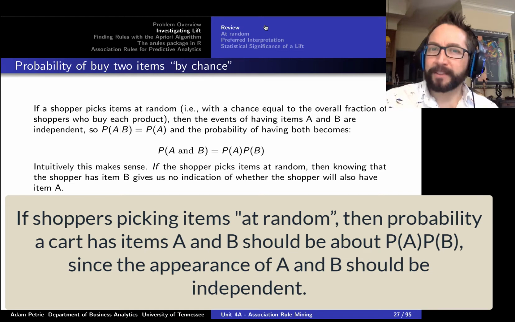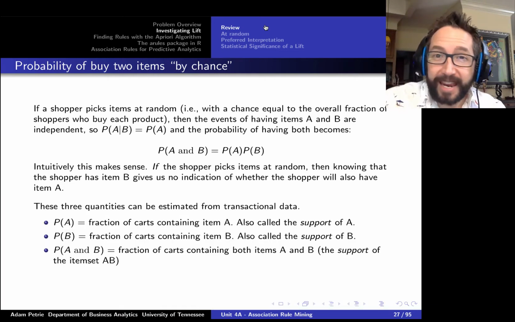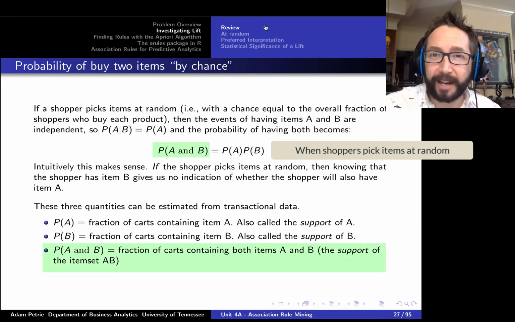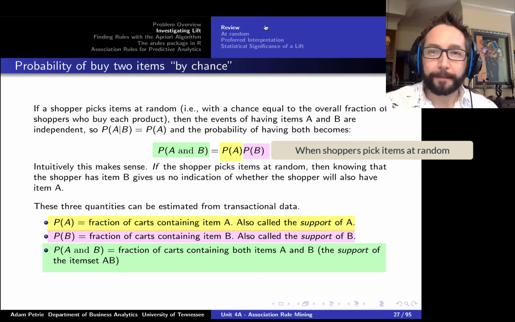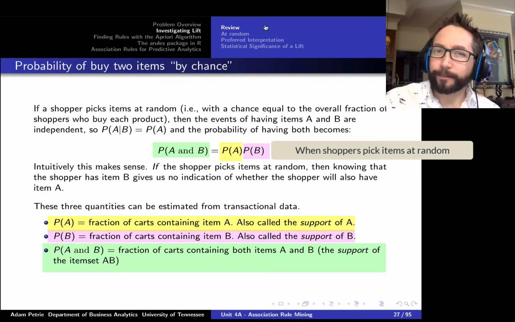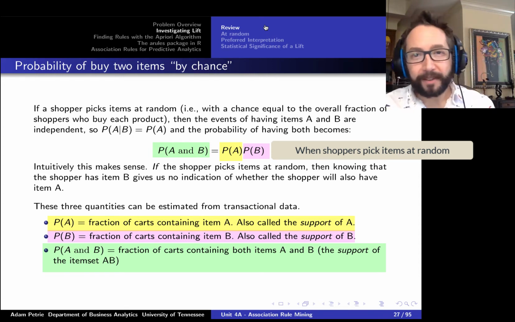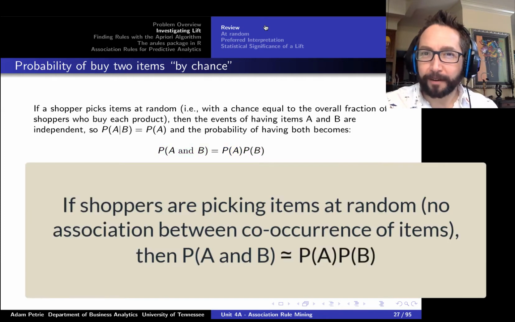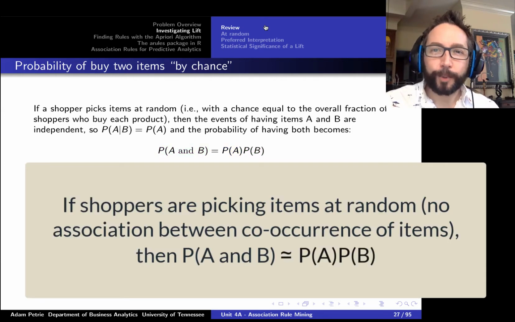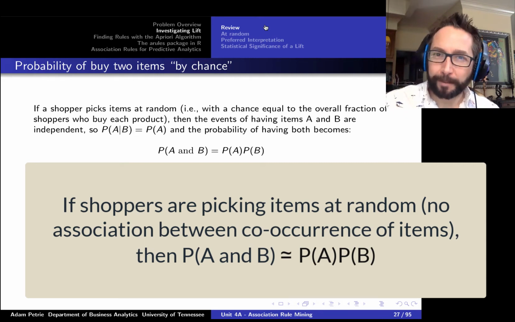Now we can estimate these three quantities from the transactional data itself. We can estimate P of A and B by just looking at the fraction of carts that had both. We can estimate P of A by looking at the fraction of carts that have item A, and we can estimate P of B by looking at the fraction of carts that have item B. So we can compare what we find on the left-hand side of that equation, the probability of A and B, with the product of the probability of A times the probability of B. If shoppers are basically purchasing items at random, we would expect those two numbers to match up.